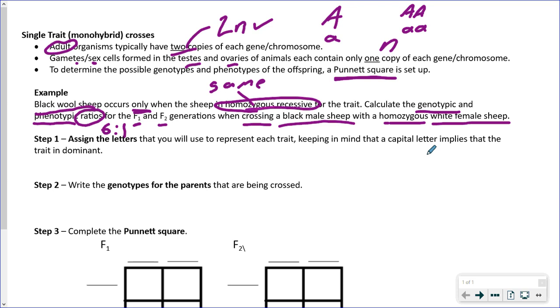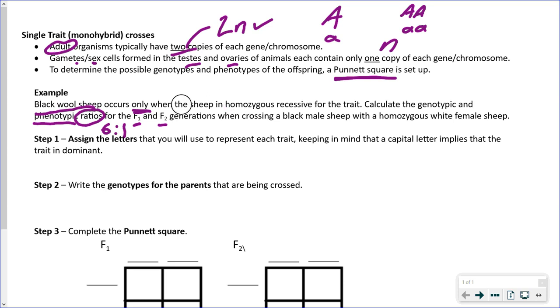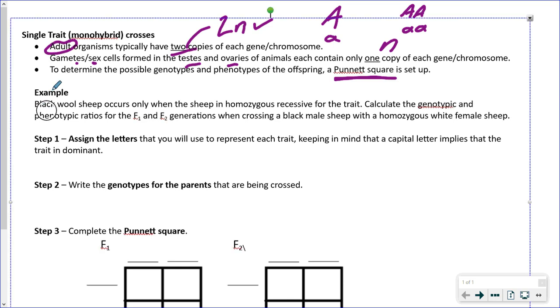So the very first thing that you need to do is determine what letters you are actually going to use for this cross. So let me erase some of this mess that we have here, make it a little bit cleaner so I can add a few more things to this example as I'm modeling this with you and working our way through this problem. So the letters that we're going to be using: remember that we use a capital letter for the dominant allele. We use a lowercase letter for the recessive allele. So we know that the black is going to be recessive because we're told the black is recessive.